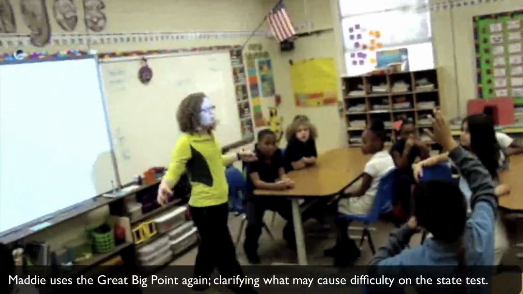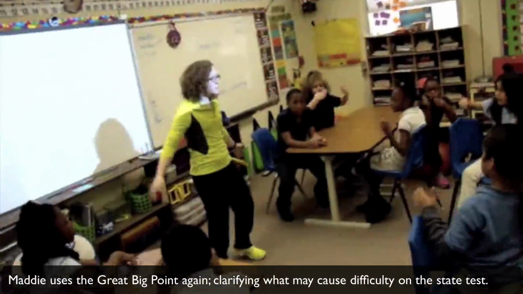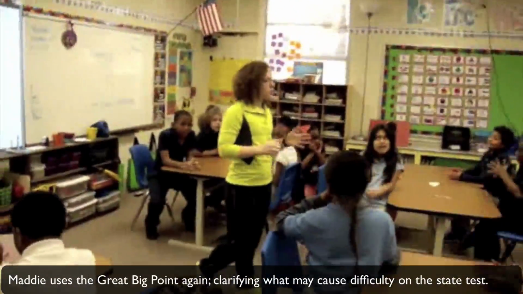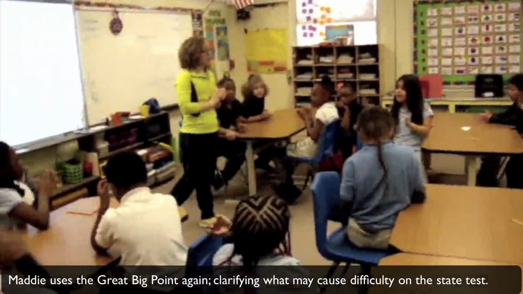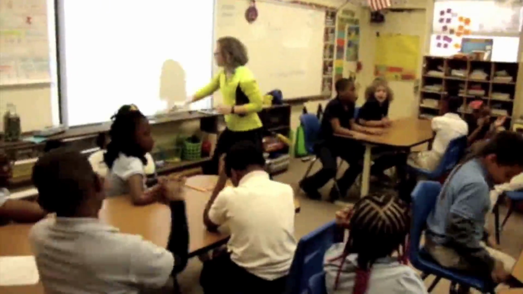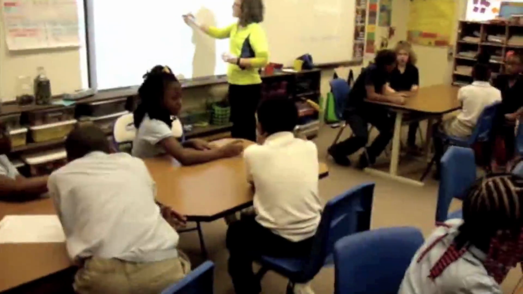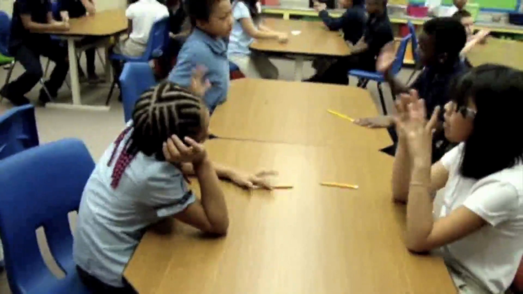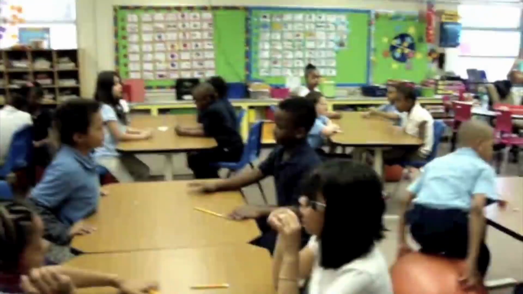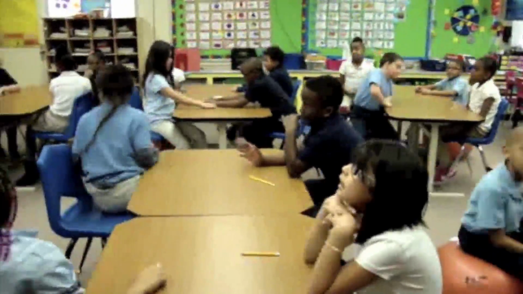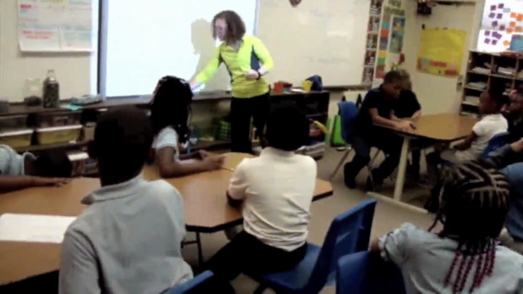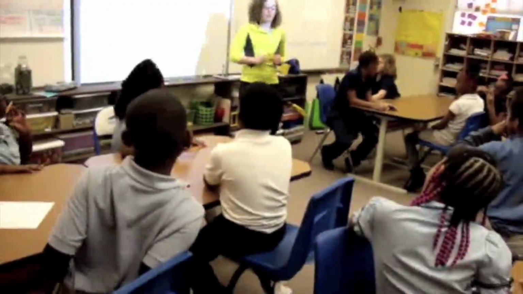That was our great big point. Make sure you have a measurement for every side. Perimeter is a distance around a shape. Make sure you have a measurement for every side.